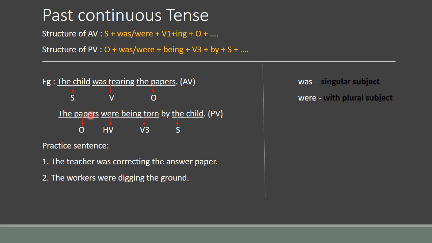So the papers were being torn by, I have added, then the subject I have brought to the end, the child. So the papers were being torn by the child. This is how you have to change. Practice sentences, you can try later.